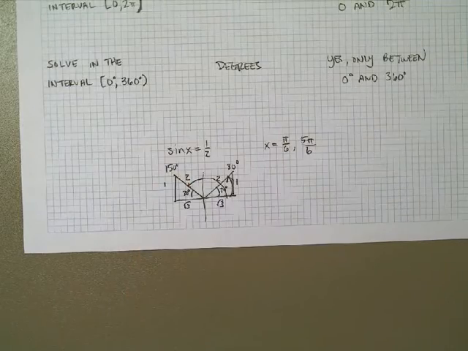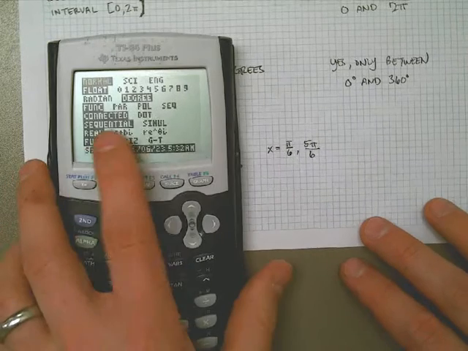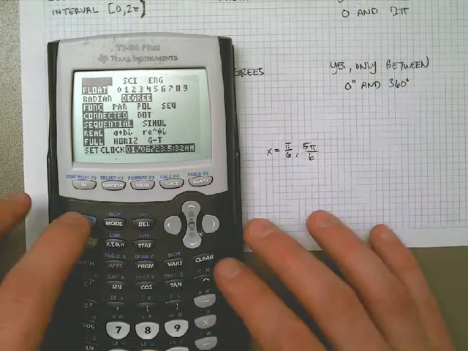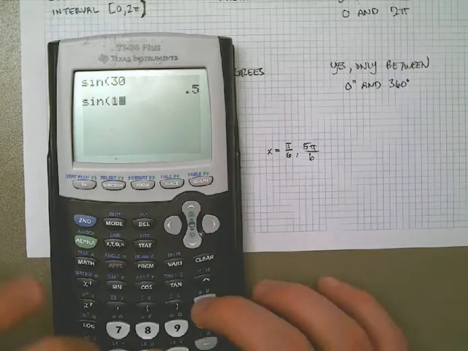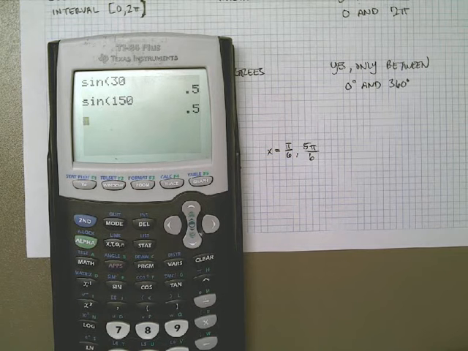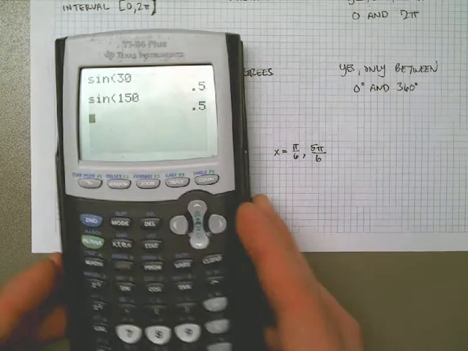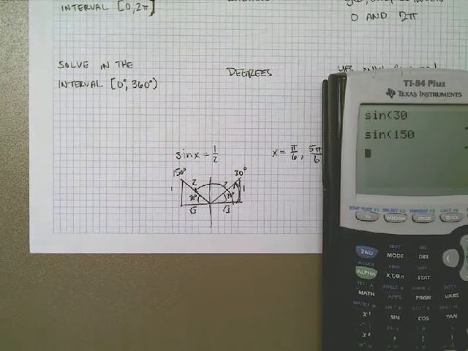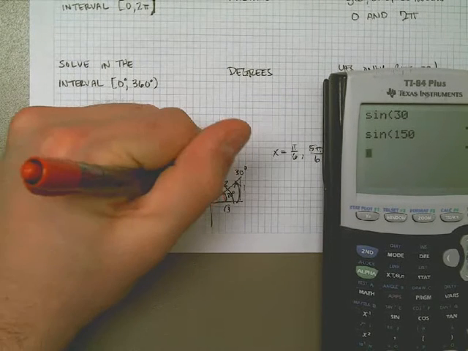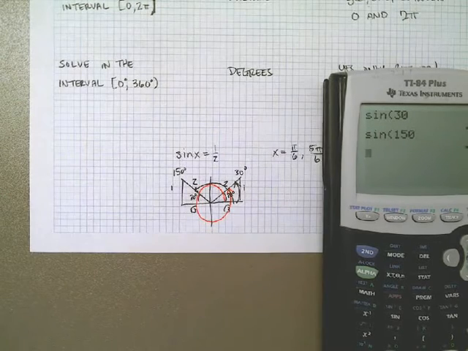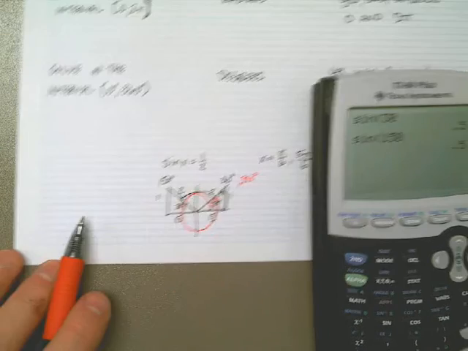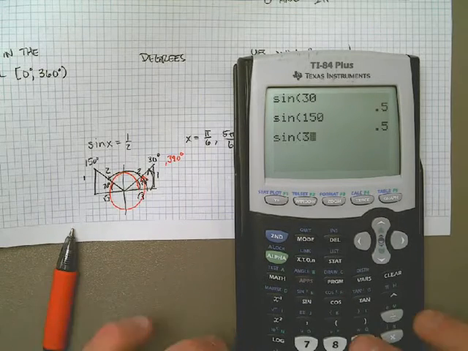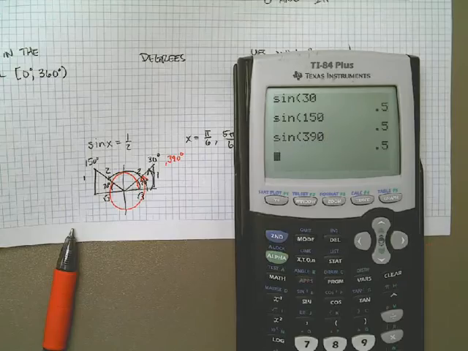Now we run across the real issue. When I do this problem, my calculator is in degrees, right? If I type in the sine of 30, I get 1/2 like expected. If I type the sine of 150, I get 1/2 as expected. But how do I know that I'm not really talking about me going and doing a full rotation and then another 30 degrees? How do I know it's not 390 degrees, 360 plus another 30? Because if I type in on my calculator the sine of 390 degrees, I get a positive 1/2.